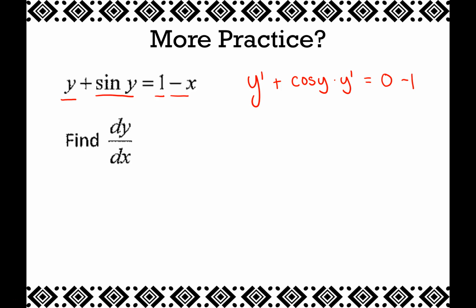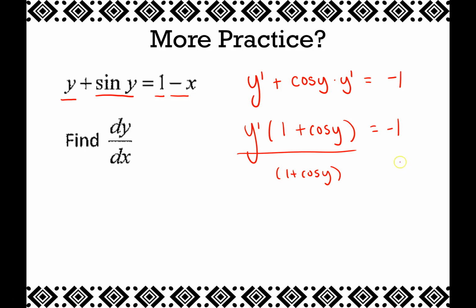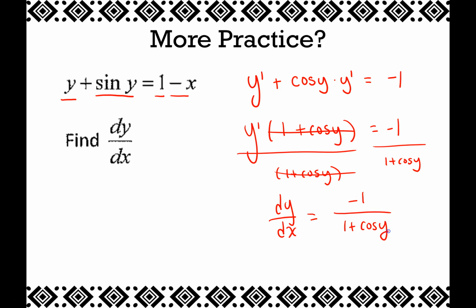All right, so 0 minus 1, I'm just going to rewrite this as a negative 1. So now I'm going to pull out the y prime, and I have a 1 plus cosine y, and that's equal to negative 1. Now I'm going to divide by 1 plus cosine y. You don't really need those parentheses, but it's nice. So we get a y prime, or we could say dy dx, doesn't matter. Same thing. Dy dx is equal to negative 1 over 1 plus cosine y.